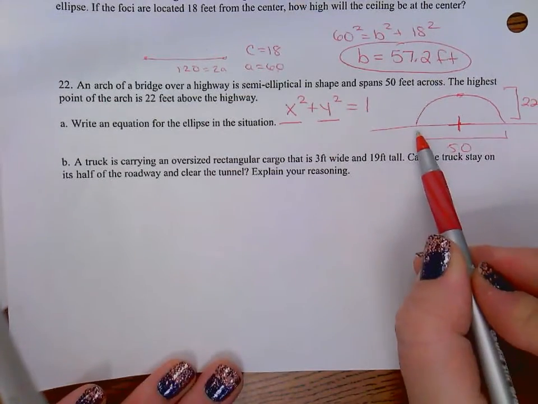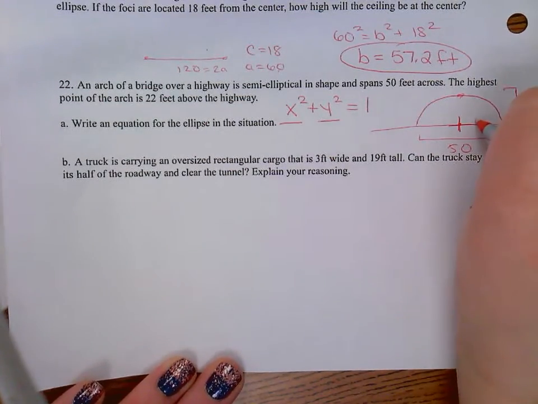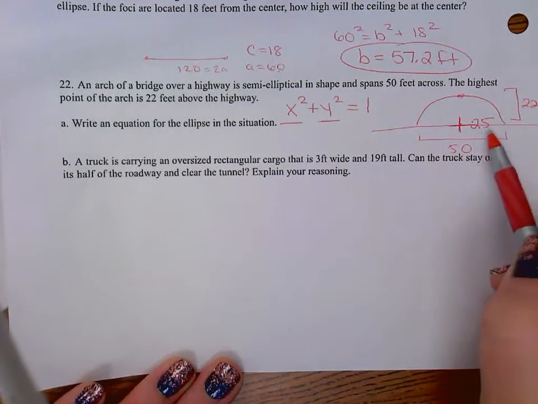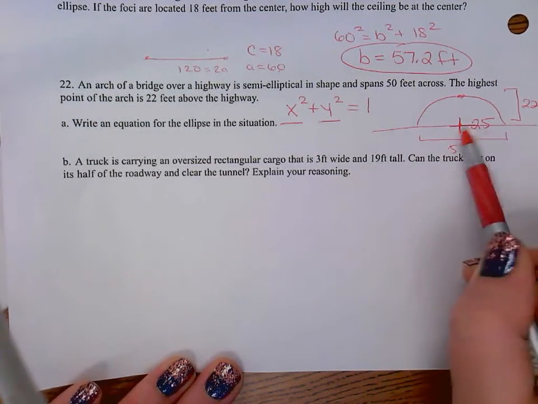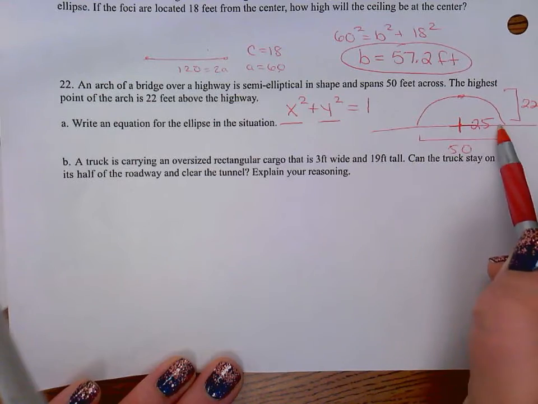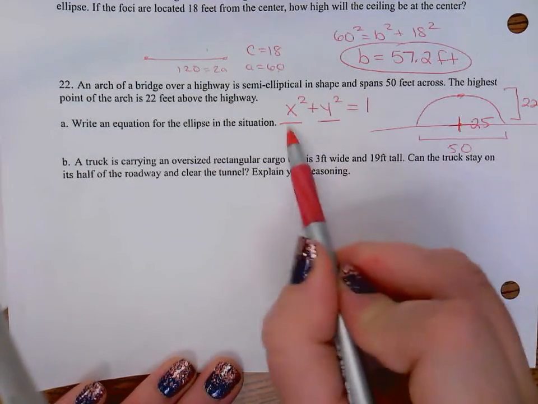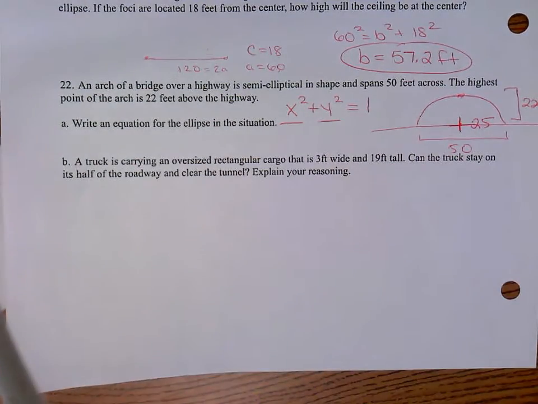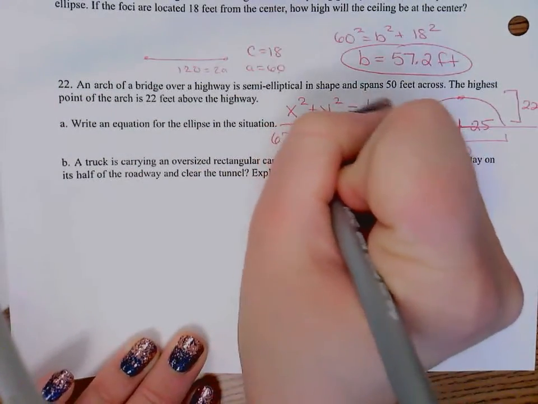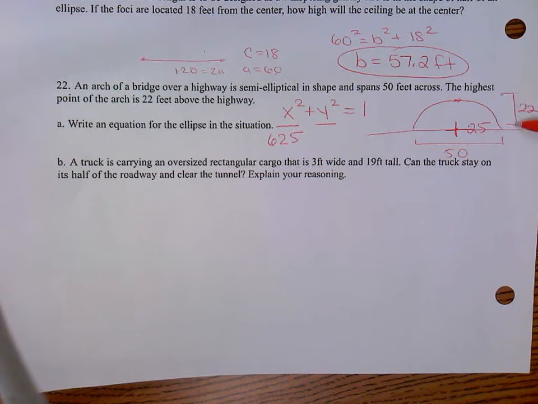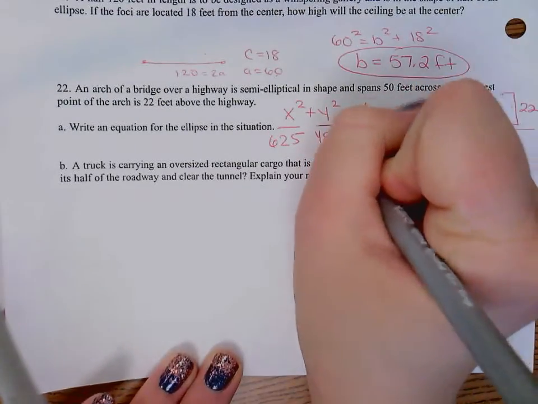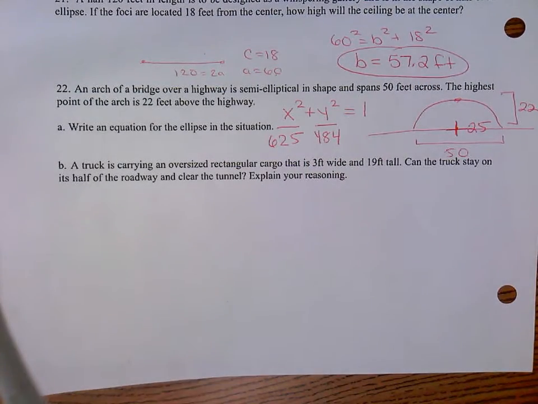So it looks like it's longer in this direction because a is just 25, half of 50. So it looks like the 25 squared is going to go under x. So 25 squared again was 625, I think, right? So 625. And then I'm going to square 22 and put that under the y. So that would be 484. So now that I have an equation for the ellipse, now I can do something with it.